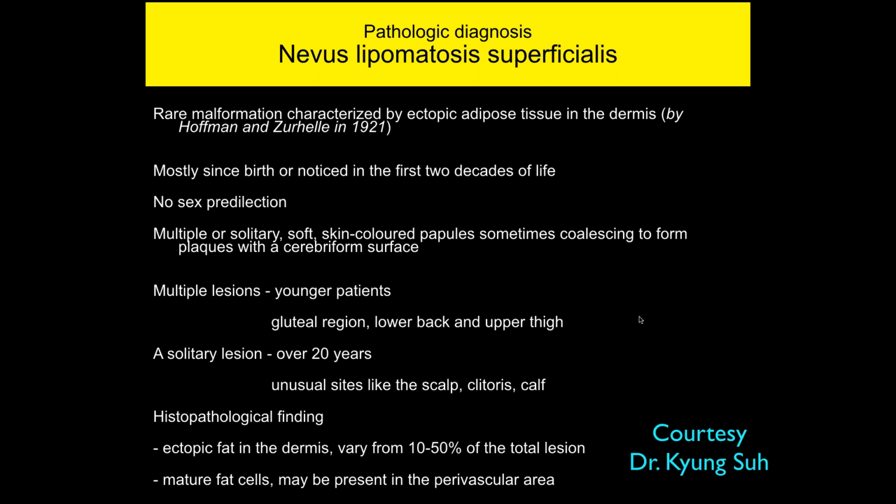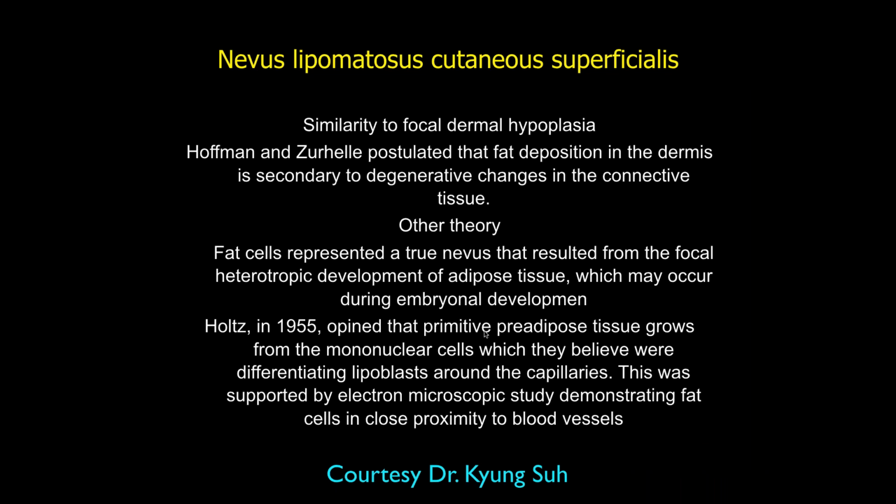A lot of debate as to what these are, but they're not just lipomas because the edges are very varicose, and it's really a growth. Some people believe that these are really nevus. They come from cells that are congenital that just migrate abnormally to the dermis and create abnormal fat in that area. Especially when they're younger, patients can have multiple lesions, especially in the lower back and gluteal region. When they present over the age of 20, usually it's focal lesions and not multiple lesions. And histopathologically, it's just ectopic fat in the dermis. It looks a little bit different. And there's a lot of debate over what these are, but it's benign.